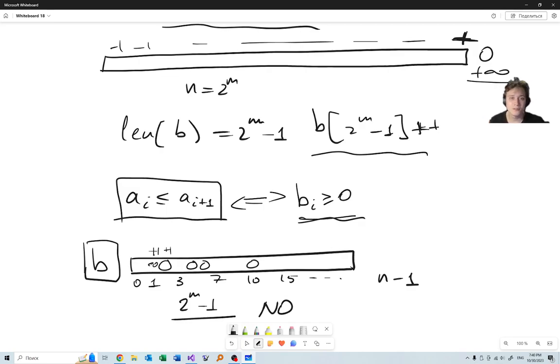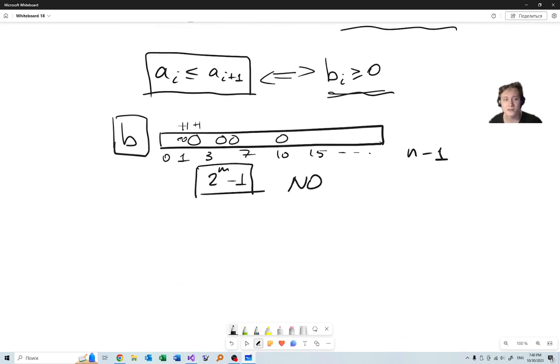So the problem reduced to the following. Firstly, you calculate the difference array. You iterate over all elements except the elements of this kind, and you check that they are all non-negative. How to check that an element is of this kind? There are some cool bit tricks. It is even possible to make a separate video of them.